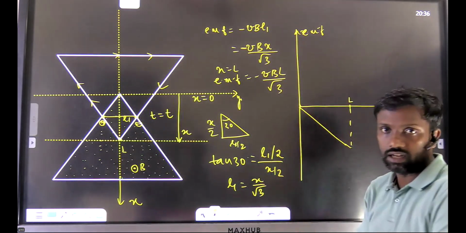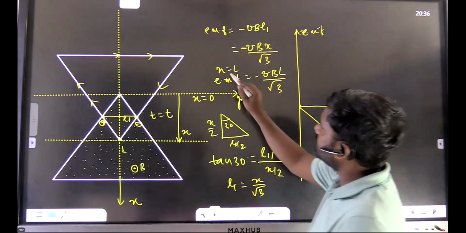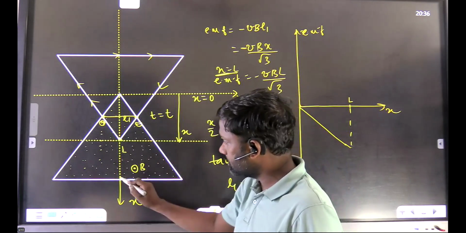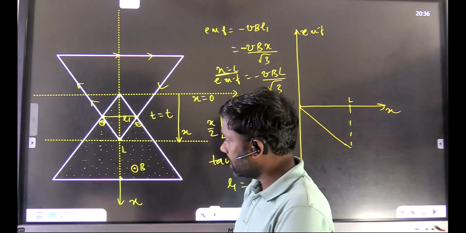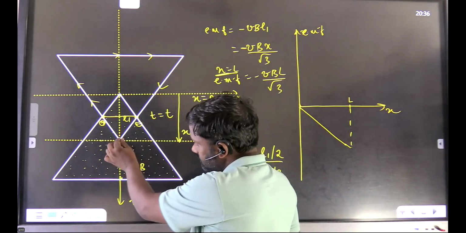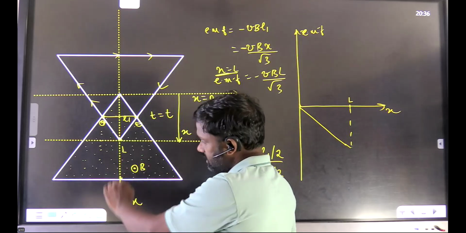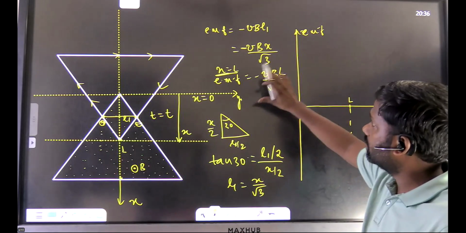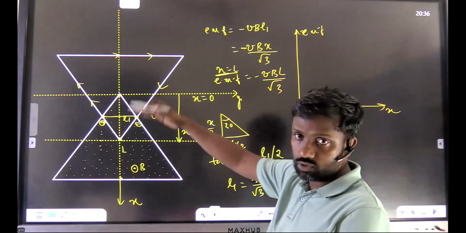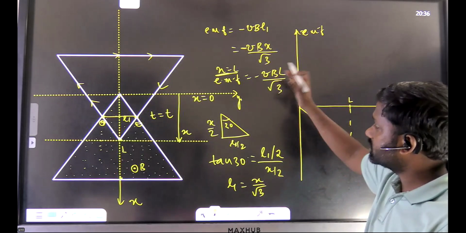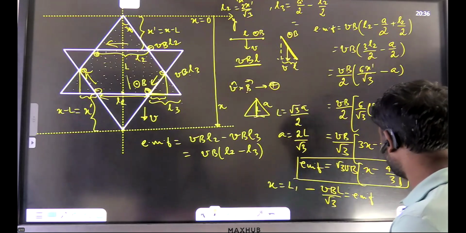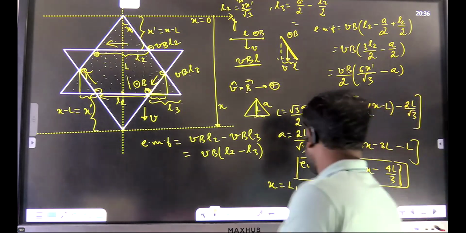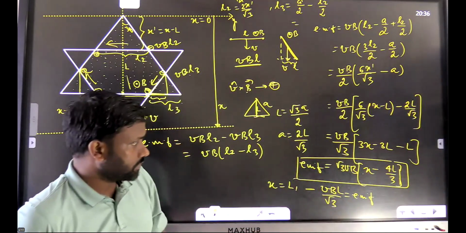So both values match. That means at x equal to L, when it is entering the magnetic field and this vertex is about to reach this point, and when this vertex exits this line, the value of EMF is matching. Therefore EMF is continuous. Both sides match, so we can say that EMF is continuous. One thing we have figured out is that EMF is a continuous function of x.